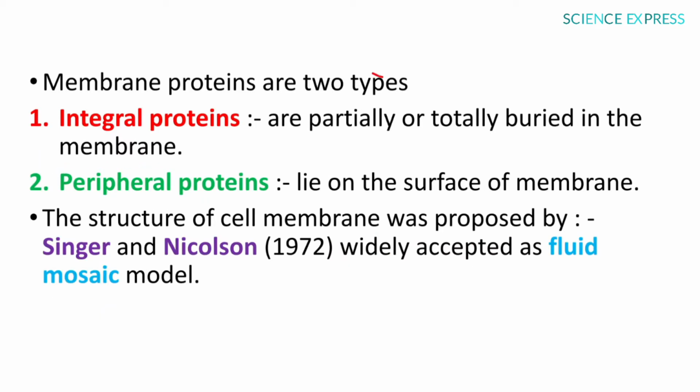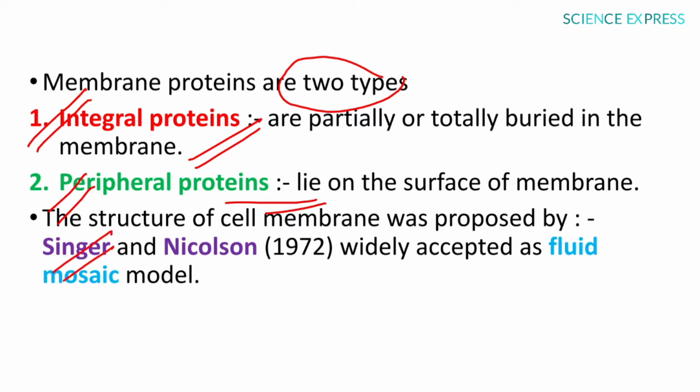Membrane proteins are of two types. One is called integral protein, another one is called peripheral protein. They are divided according to how the protein is extracted from the membrane. If the membrane protein is partially or totally buried in the membrane, so extraction is not easily possible, that protein is called integral protein, and if the protein lies on the surface of the membrane, that protein is called peripheral protein.